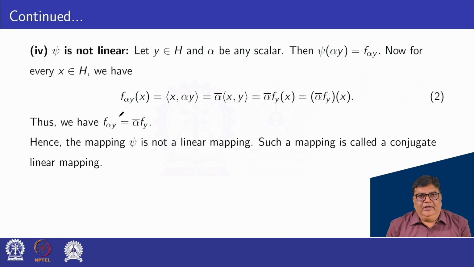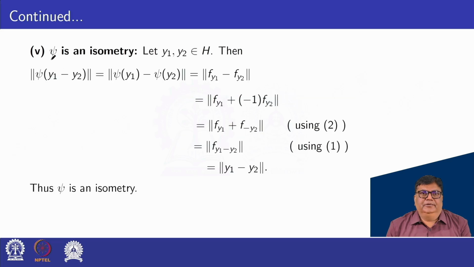Thus, we have f_{αy} = ᾱ f_y. Okay, so this is not linear. If it were α f_y, that would be linear, but here it is ᾱ, so this is not linear. Hence the mapping psi is not a linear mapping. Such a mapping is called a conjugate linear mapping.